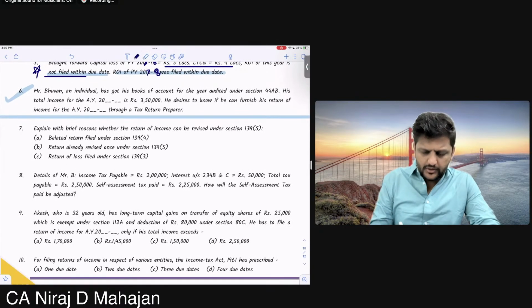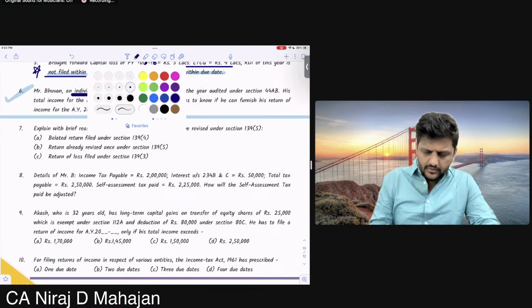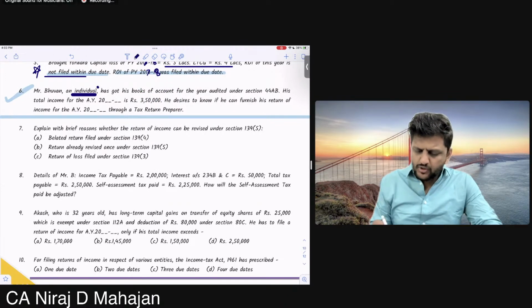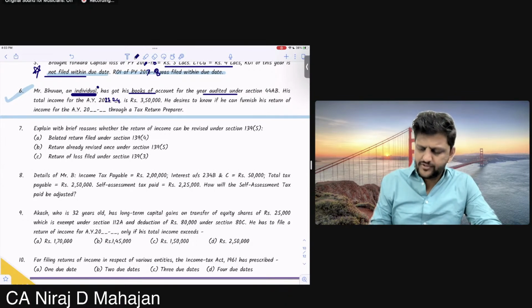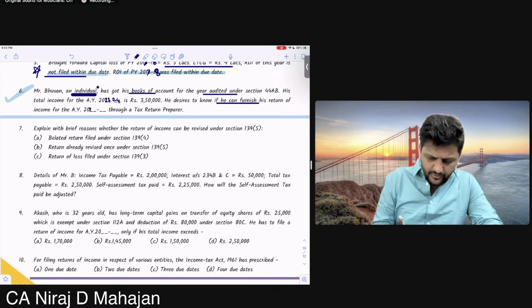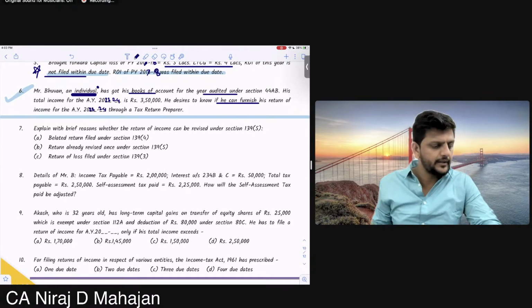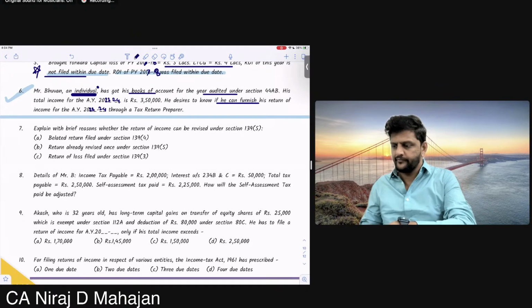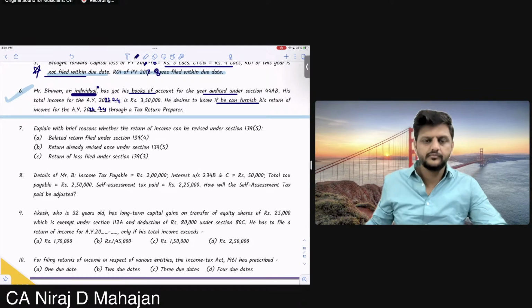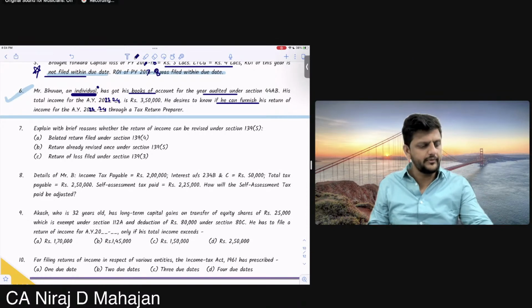Mr. Bhuvan is an individual who has got his books of accounts for the year audited under section 44AB, tax audit. His total income for the AY 23-24 is 3.5 lakhs. He desires to know if he can furnish return for AY 23-24 through TRP. Tell me, bachcho, allowed or not allowed? Tell me, all of you. Everybody, tell me quickly. Allowed or not allowed?